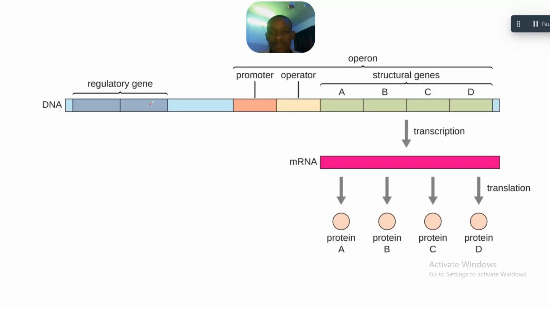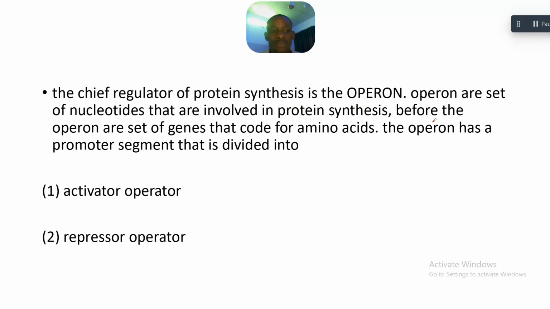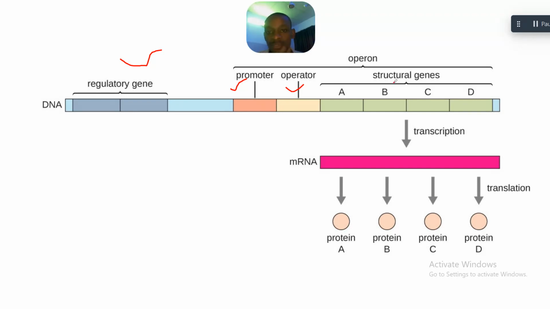Now, this is an operon that we are talking about. You see the regulatory gene here, you see the promoter, you see the operator. We get to talk about all this. First of all, the chief regulator of protein synthesis is the operon. This is the operon that we see here.